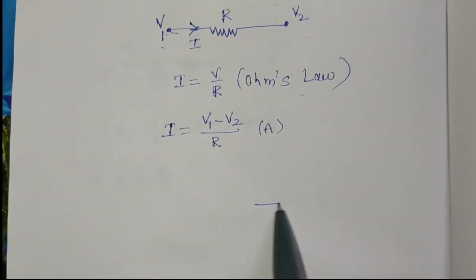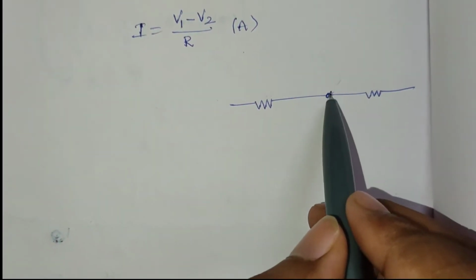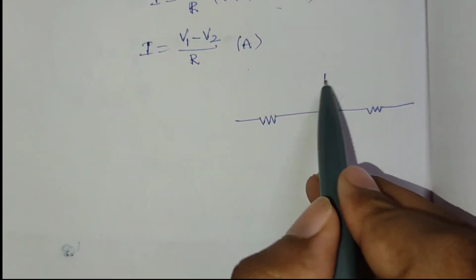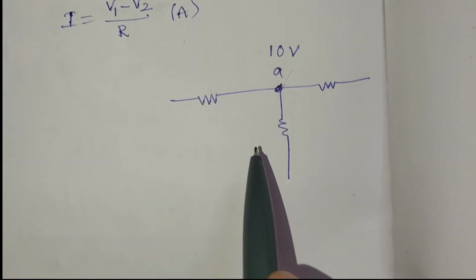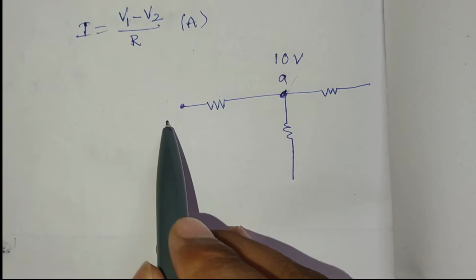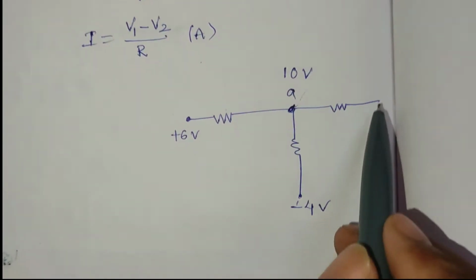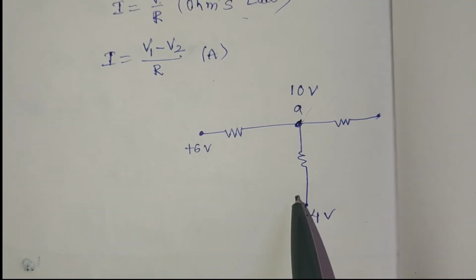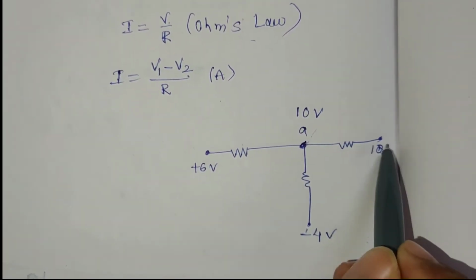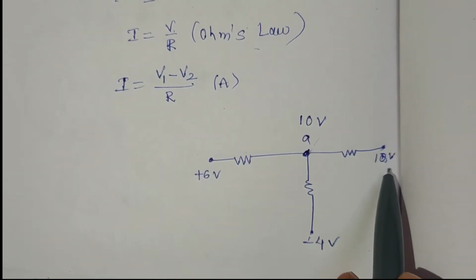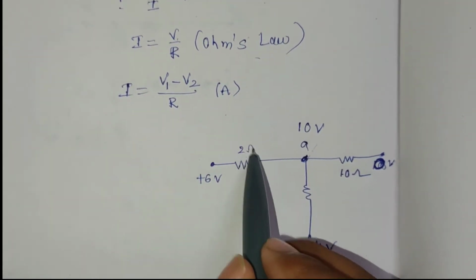Now let us take one example of how to write an expression for current at a node. Let's assume this is a node, node A, and the node has 10 volts. The other terminals have plus 6 volts, minus 4 volts, and here 10 volts. For 10 volts there will be no current, so let us assume it is 0 volts. The resistors are 10 ohms here, 2 ohms here, and 2 ohms here.